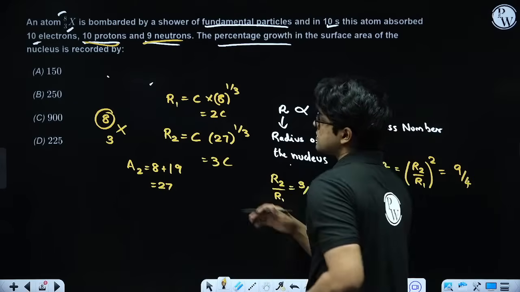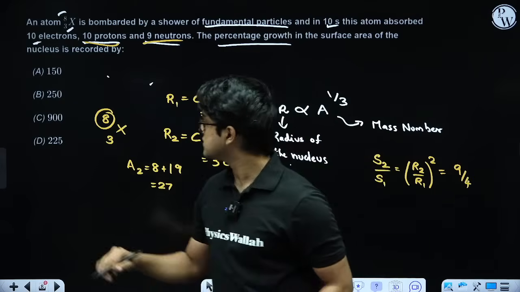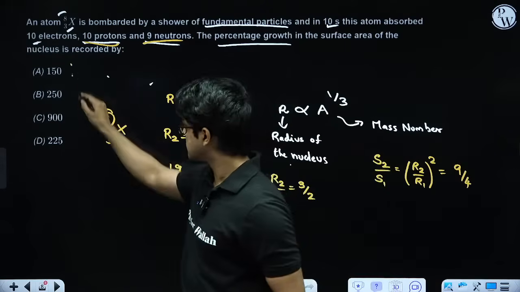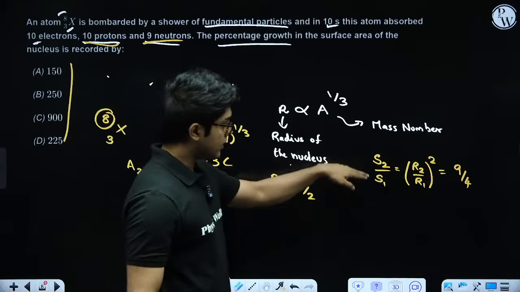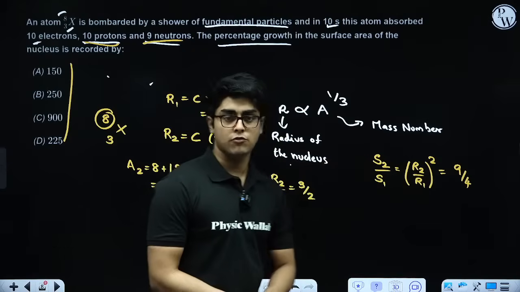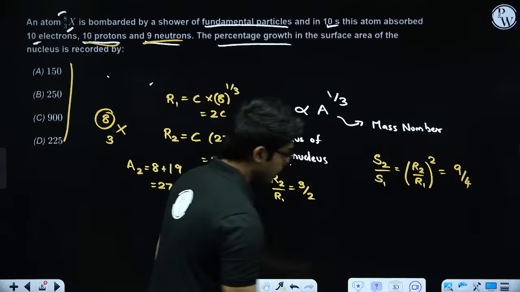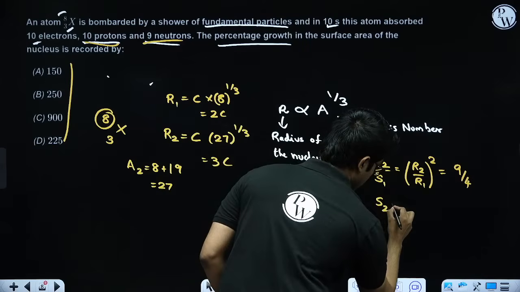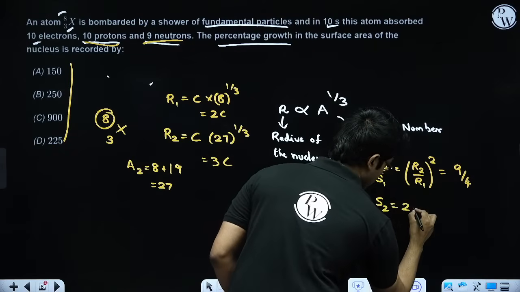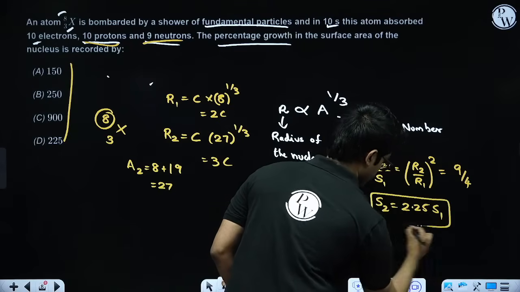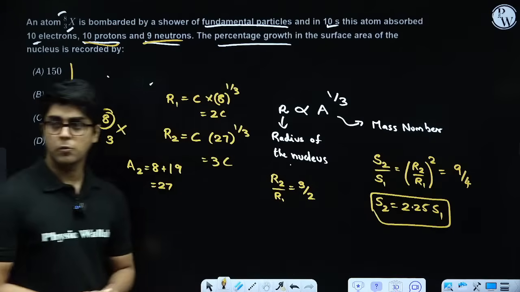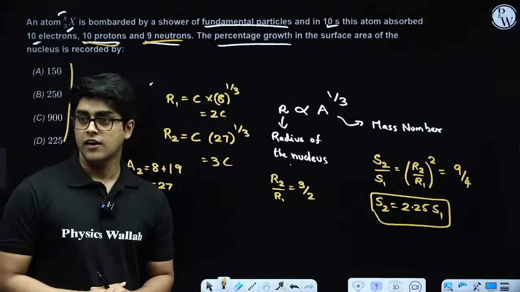Also, this is a 2026 problem, and I think none of the options are correct. We'll see that. So the surface area ratio is 9 by 4. So S2 is, what is 9 by 4? It's 2.25. So 2.25 S1. The new surface area is 2.25 times.